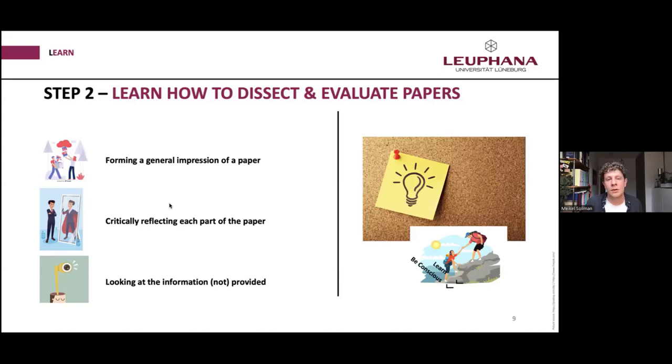You need to form a general impression of the paper, then you need to critically reflect on the paper and then look for information that's either provided or maybe not provided, and then learn about why this type of information is actually not provided. So basically now we are in step 2 in climbing the open science mountain, so to speak, in university education.